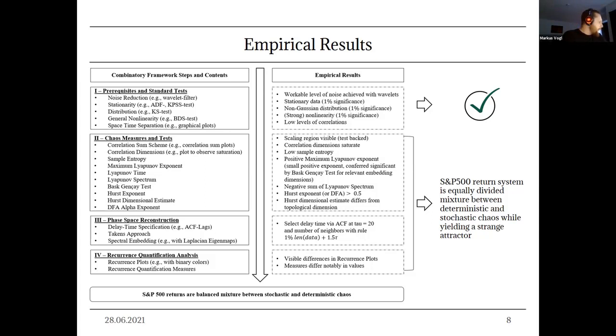And in our fourth step, we can not only show it on a visual graphical basis, we can really quantify the true nature of the dynamics. And our major result is that the S&P 500 return system is equally divided, so a mixture between deterministic and stochastic chaos, and it yields a strange attractor, which is basically the explanation why the literature is not conclusive most of the time.